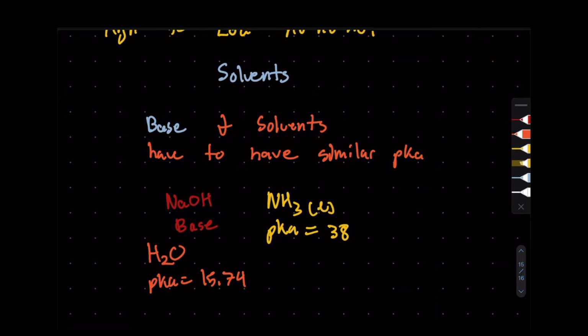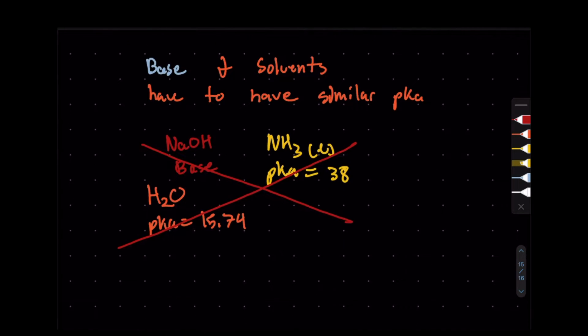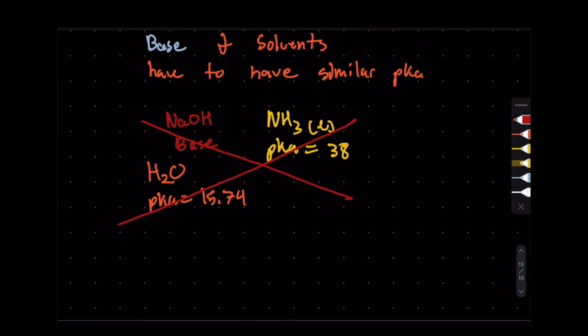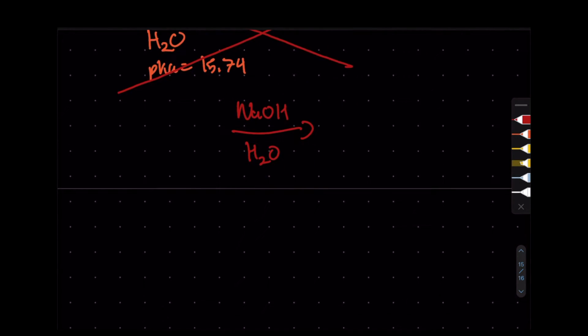So we don't want that. We don't want this, and now cross it out like that. So what we'll normally use is, if we have NaOH, we'll just put it in water so that it will be in equilibrium. So I hope this clears up the solvent confusion that occurs in a lot of people.